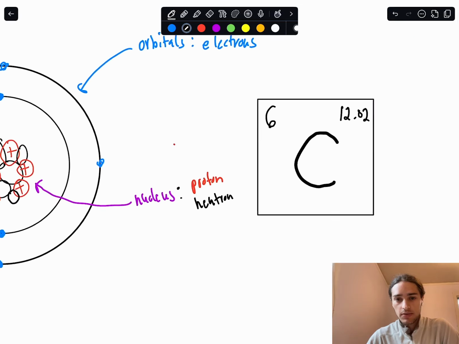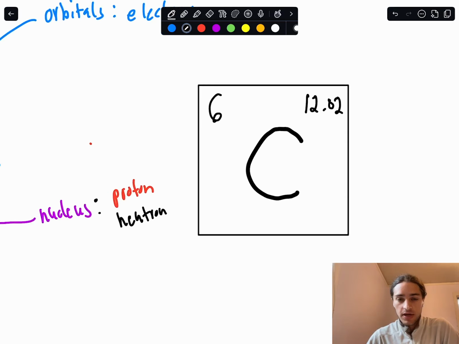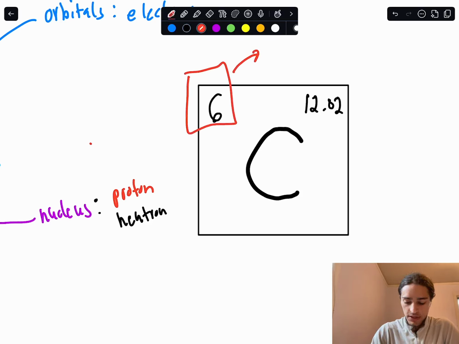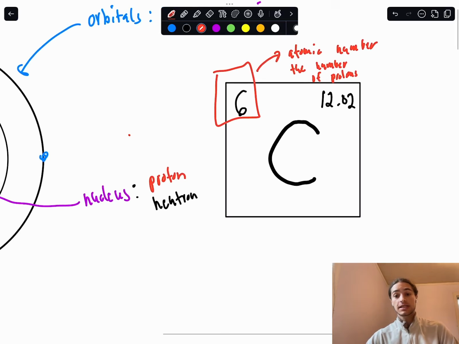So when you look at the periodic table, it will always have two numbers. It'll have a smaller number and a bigger number. And the smaller number is always going to be the atomic number. So this is our atomic number, and it is always equal to the number of protons. Always, always. So that is what makes each element distinct from another. So the reason it is carbon is because it has exactly 6 protons. If it has one more or one less, it's a different element.